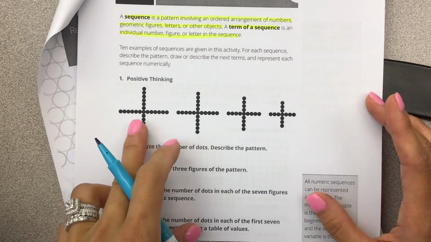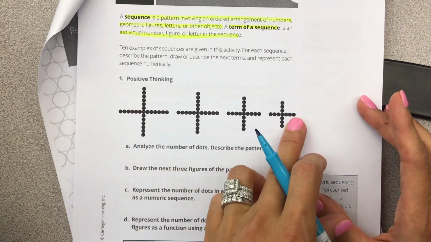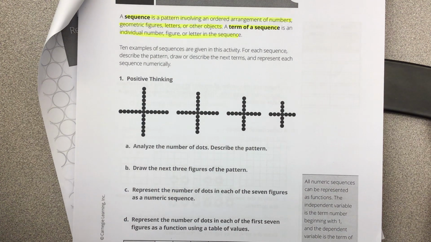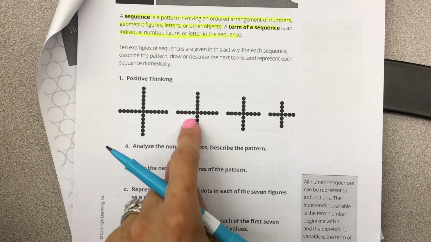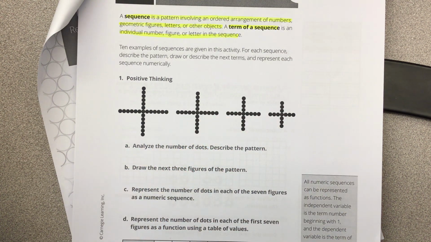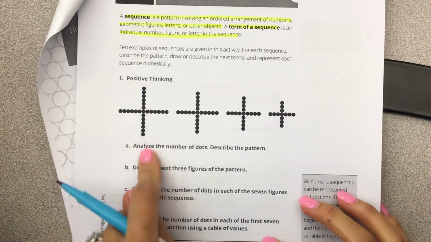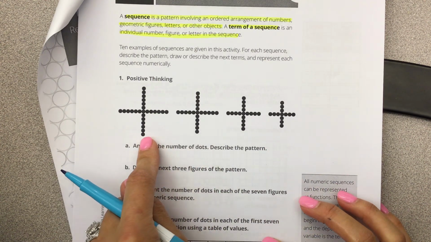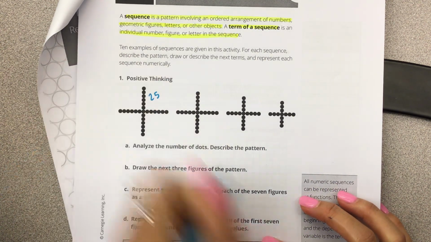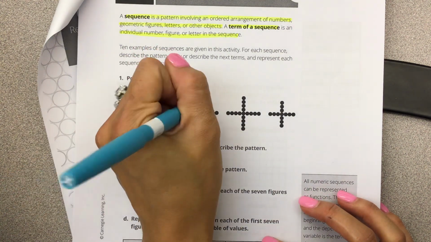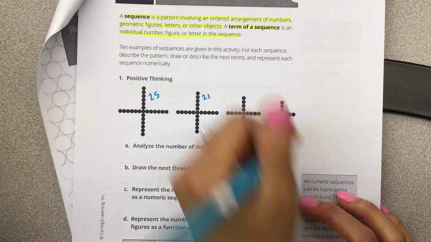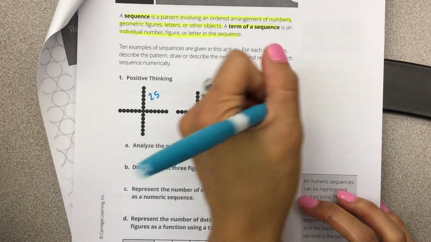So you might have noticed that there's a lot of dots here and they start to decrease. Let's look at how many dots they each have. So go ahead, pause the video, count how many dots are in each sequence. So I counted in the first one. So in the first term, there are 25 dots. Make sure you count that middle one. The next term, there are 21 dots. Then there are 17 dots. Then there are 13 dots.